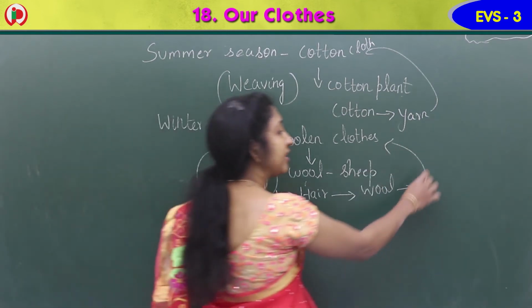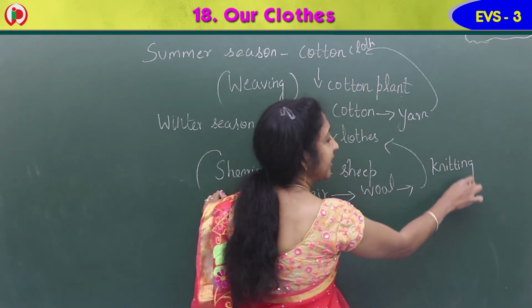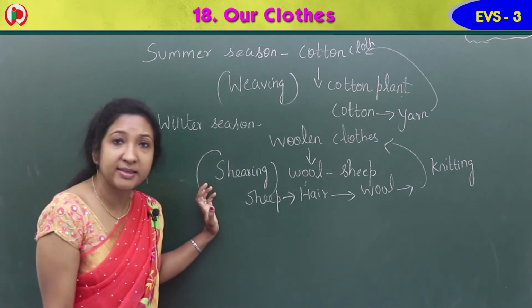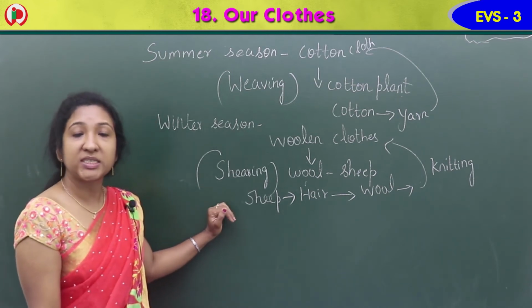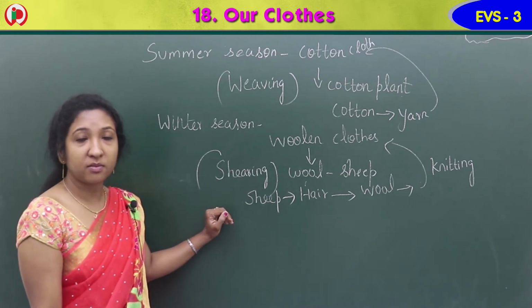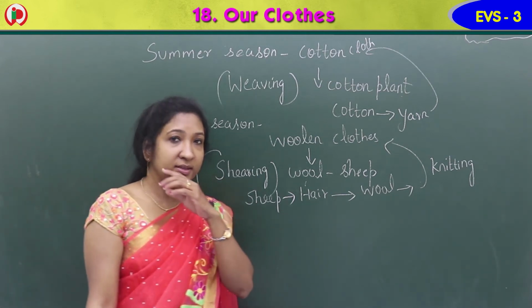That process is called knitting. We knit woolen clothes using needles. Particular needles are there for knitting woolen garments, blankets, sweaters, etc. This is the way we make woolen clothes, isn't it? Yes. Then we learned about synthetic clothes, isn't it?